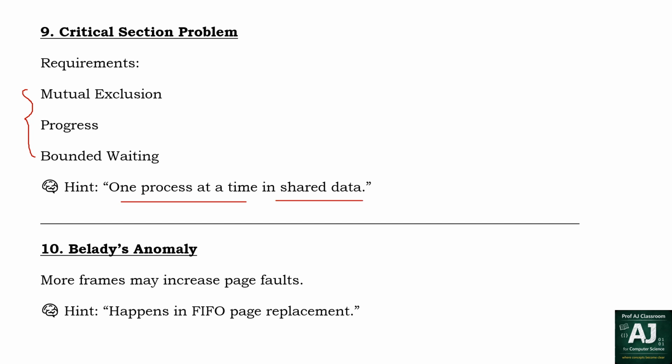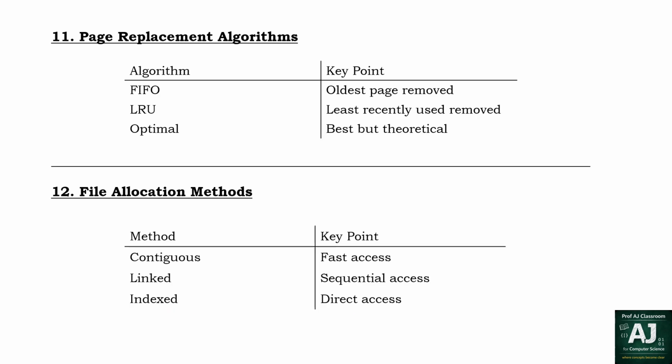Next, Belady's anomaly, that is more frames may increase page faults. When we increase frames, the page faults also increase, which happens in FIFO page replacement. Page replacement algorithms: FIFO, where the oldest page is removed; LRU, least recently used is removed; and optimal, the best but theoretical.